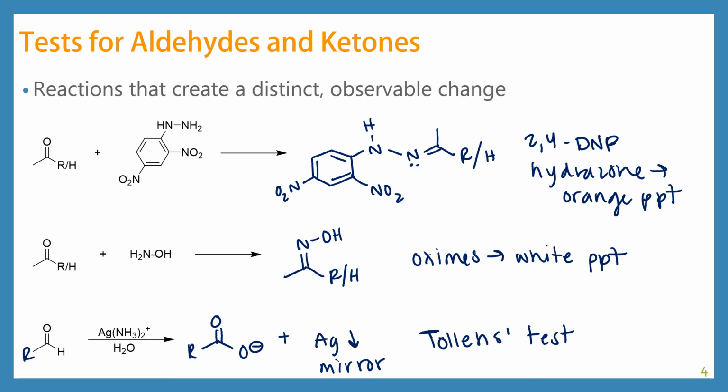So all of these will indicate the presence of an aldehyde or a ketone, except the Tollens test, which only works with aldehydes. So if you are working in a lab and you run a reaction and you think you may have formed a ketone, you can test that out by adding in 2,4-dinitrophenylhydrazine. If an orange precipitate forms, then you know that you created a ketone. So this is just a qualitative test.